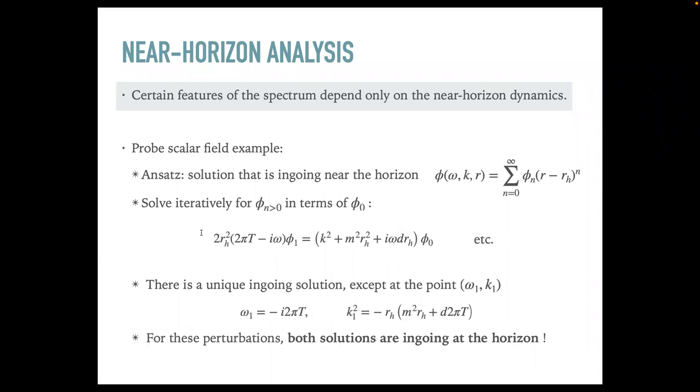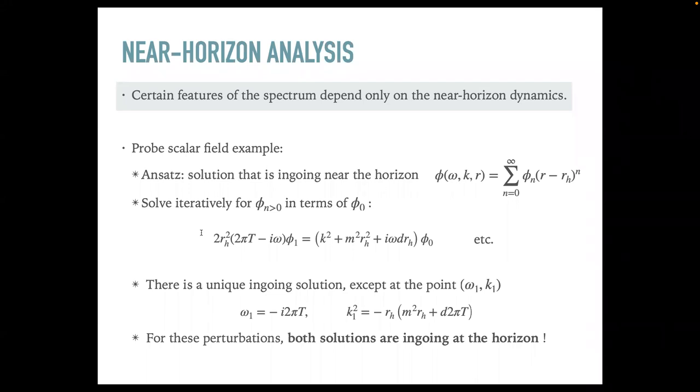The first term I'll get in this expansion of the equation of motion is this thing here. This fixes, when I solve it, the value of phi 1 in terms of phi 0. At the next order, there'll be another equation which fixes phi 2 in terms of phi 1 and phi 0, and so on and so forth. If I solve this order by order, I'll find there's a unique regular solution, unique up to the overall normalization of the field phi 0. This unique regular solution is the ingoing solution, just constructed in a very basic way.